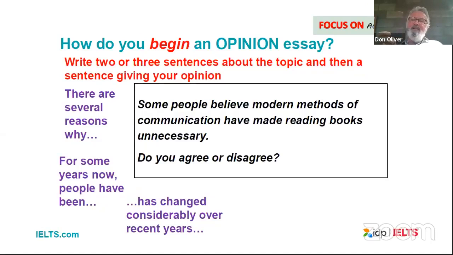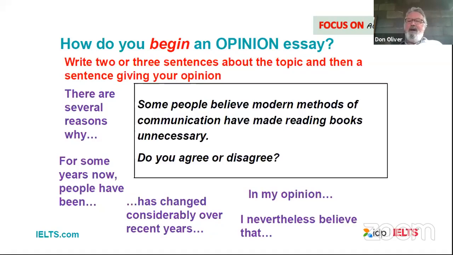Here are ways that you might start an essay giving an opinion on this topic. You have set the scene for your response, and then you will give your opinion. In my opinion, you can use the word my, you can use the word I think. It's important to express an opinion. I believe.